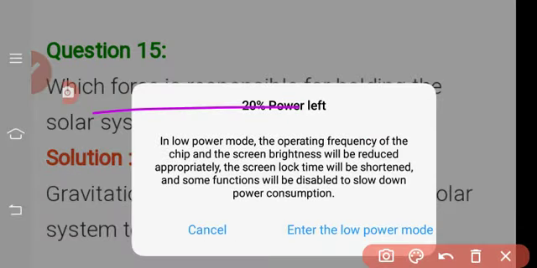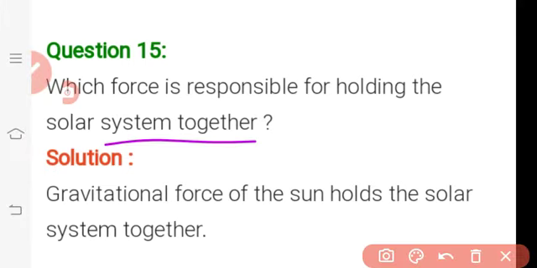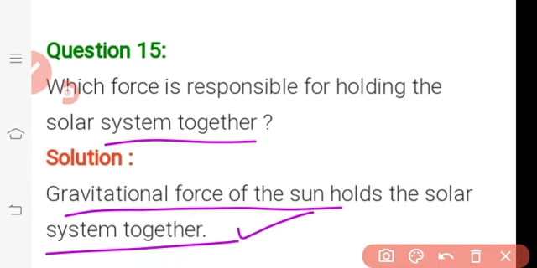Now which force is responsible for holding the solar system together? Gravitational force of the sun holds the solar system together. Okay.